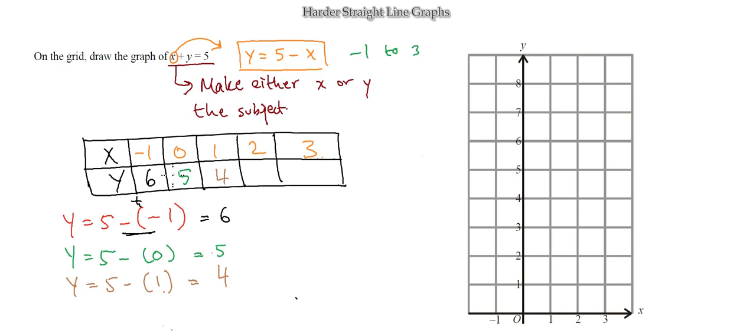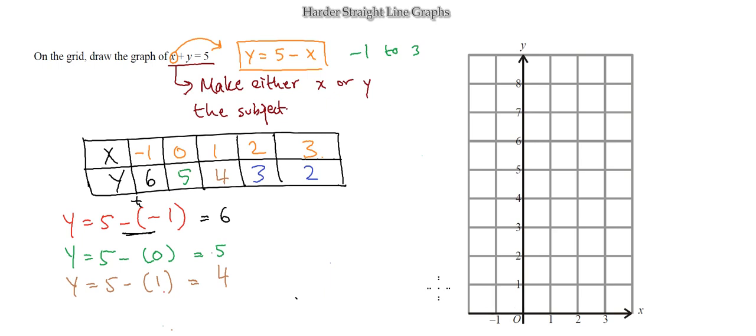So we can already see the trend now. It's going down in ones. It's decreasing by 1. So 6, 5, 4, and it's quite common sense. We should know what the next numbers will be: 3 and 2. So we don't have to do the work for these. We can just see the trend now. So once that's done, all we have to do now is just plot it on the graph.